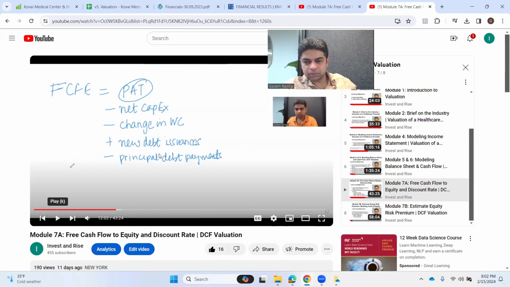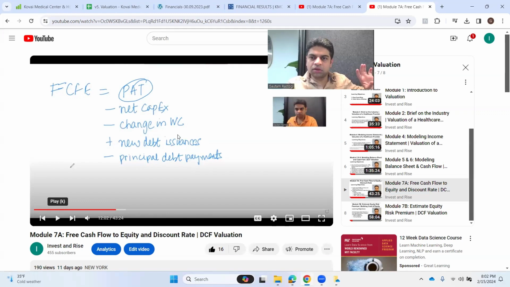If you remember, free cash flow to equity, how you estimate it is you start with profit after tax, so net profit. From that, you net out capex, the net capex. You net out change in working capital, and you add total net debt issuances. That's how you estimate free cash flow to equity. That's what we're going to do.